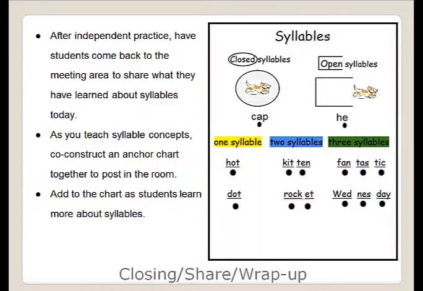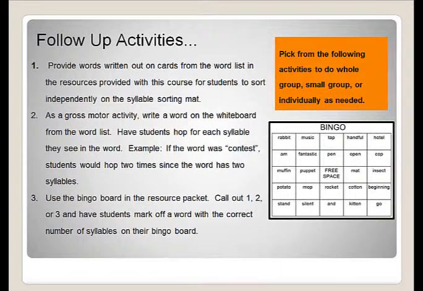After independent practice, have students come back to the meeting area to share what they have learned about syllables today. As you teach syllable concepts, co-construct an anchor chart together to post in the room. Add to the chart as students learn more about syllables. Charts created with your students make it more meaningful and therefore something that students are more likely to refer back to when needed.